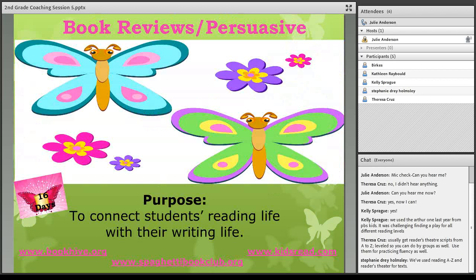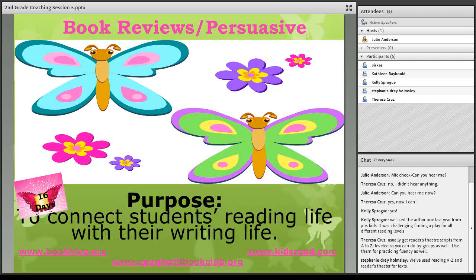The next thing we're going to look at are the book reviews, or the persuasive writing. The purpose is to connect the student's reading life with their writing life. There's some different examples that you see at the bottom of the screen where you can go and see some of the different book reviews. I would also bring in some different examples, maybe show them some examples on Amazon. I know I'm an online shopper. I like looking at the reviews first, so you can show them some of those real life connections and how it's important and how it's used with different things like online things as far as Amazon and whatever else that you can think of.